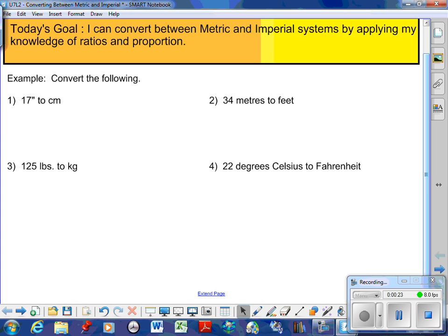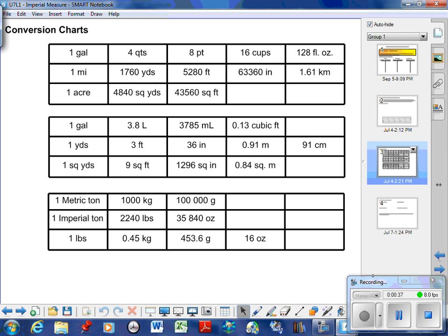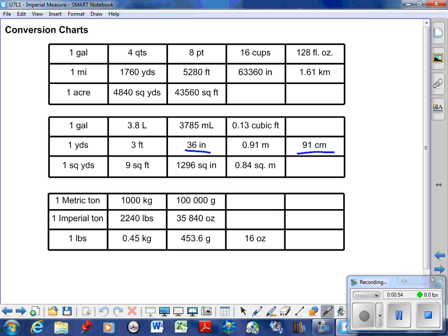So I want to go from 17 inches to centimeters. It's the same setup: x centimeters over 17 inches. You're going to need your conversion chart from yesterday. I've got it on another file here. I want centimeters and inches, so I'm looking for measurement. Here's inches, and here's centimeters. So we can use that one. If you find another one that's a little bit better to use, you can.